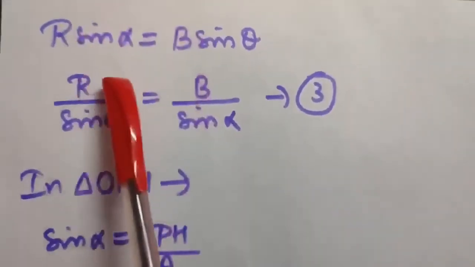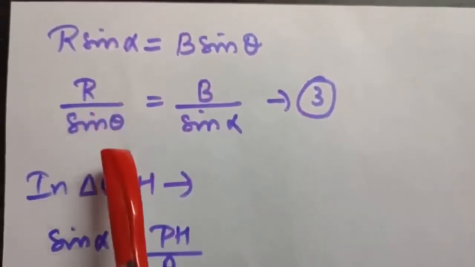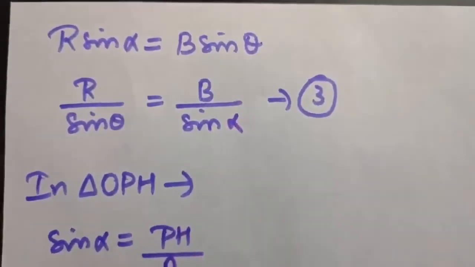Therefore R sine alpha will be equal to B sine theta, or you can write it as R upon sine theta will be equal to B upon sine alpha. Okay, mark it third equation.